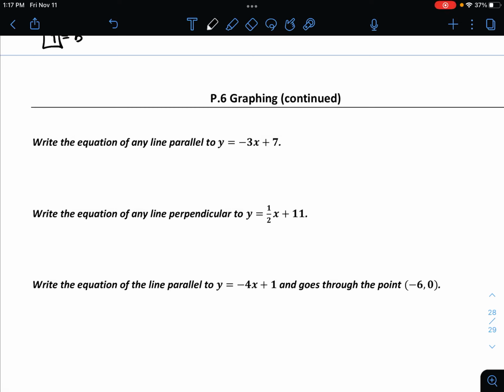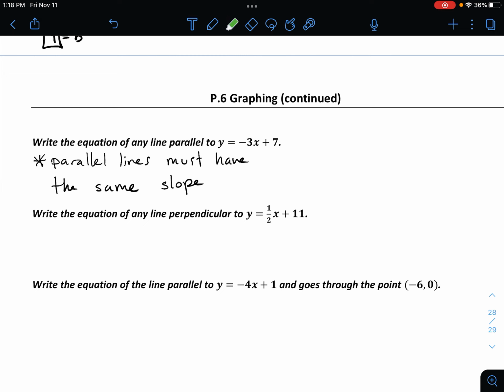All right, so we have more P6 stuff on graphing. So in this section here, we're going to try to write the equation of any line that is parallel to this given line. So you have a ton of different options here because we know that if lines are parallel, they must have the same slope, right? So we're going to write: parallel lines must have the same slope.